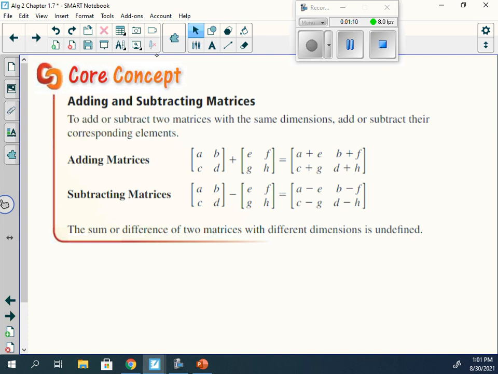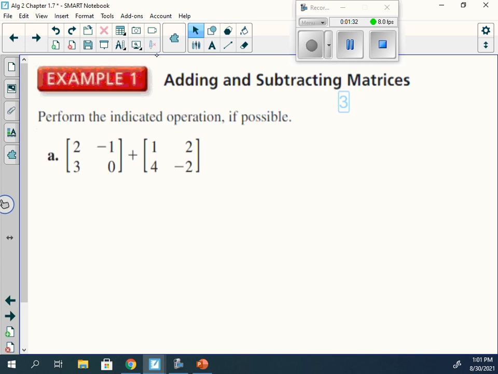Now, the big thing with this is that the sum or difference of two matrices with different dimensions is undefined. The matrices' dimensions have to be the exact same for us to be able to add or subtract them. Let's go on and look at an example of this here.